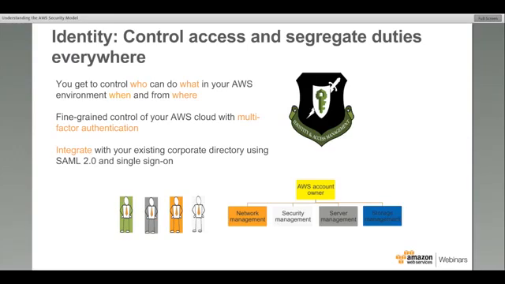You can also take advantage of multi-factor authentication for those particularly sensitive calls, something perhaps like deleting backups, for example. You may want to put an MFA requirement on, so you have that second factor. You can also choose to integrate with your existing corporate directory using SAML 2.0. So instead of having to recreate IAM users and groups within AWS, you can just use the SAML 2.0 integration and take advantage of your predefined Active Directory groups. That way your administrators do not have to remember multiple sets of credentials.